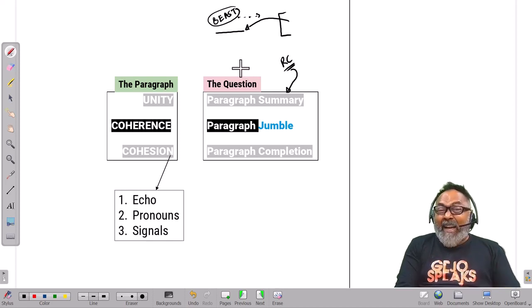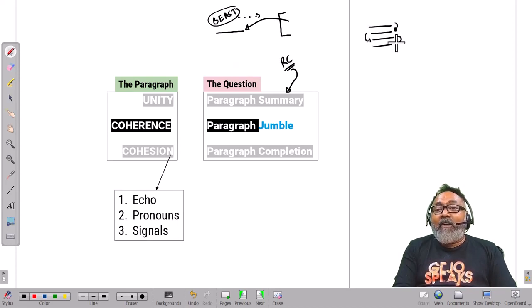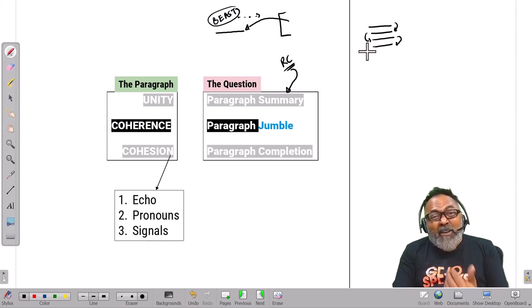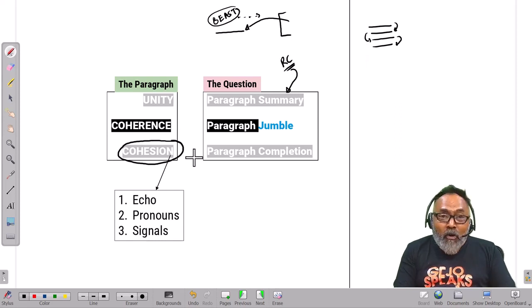But when it comes to paragraph jumble, the story is slightly different, because you are given these 4 sentences and have to arrange them. Yes, understanding the controlling idea will help by telling what the passage is about, but we need a little more understanding. For that, the cohesion tools or techniques that are used by the author can help.